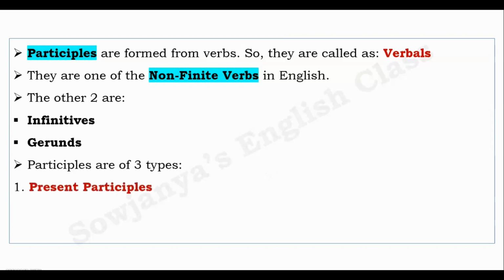Participles are of three types: present participles, past participles, and perfect participles. In fact, perfect participles are not particularly a type of participle. They are a mixture of present participles and past participles. But for your understanding, I made it separately.